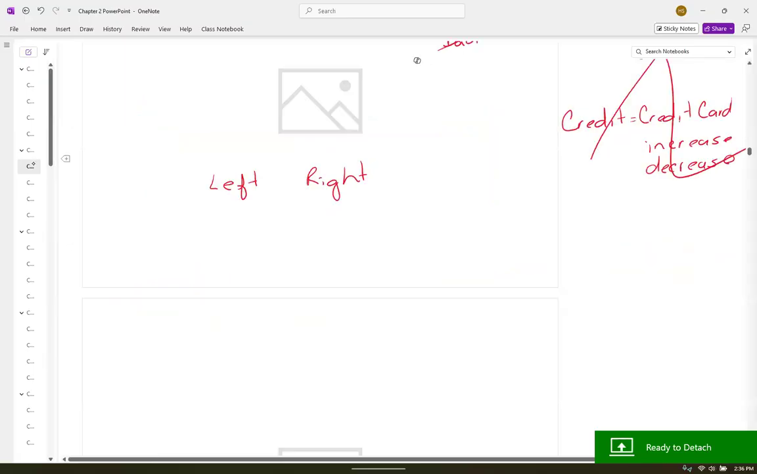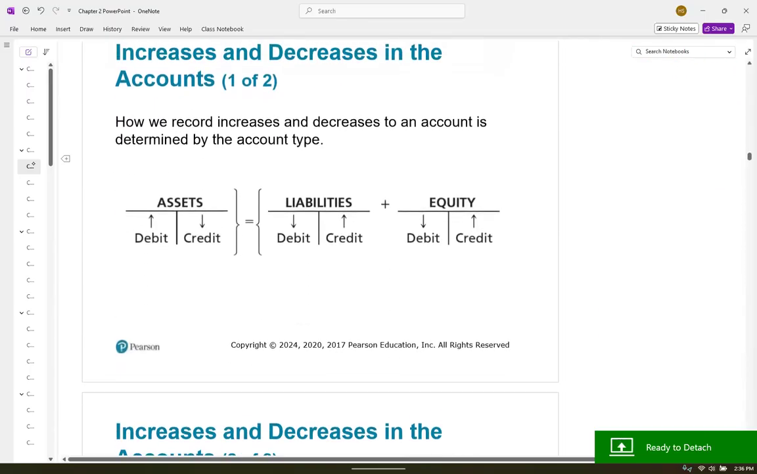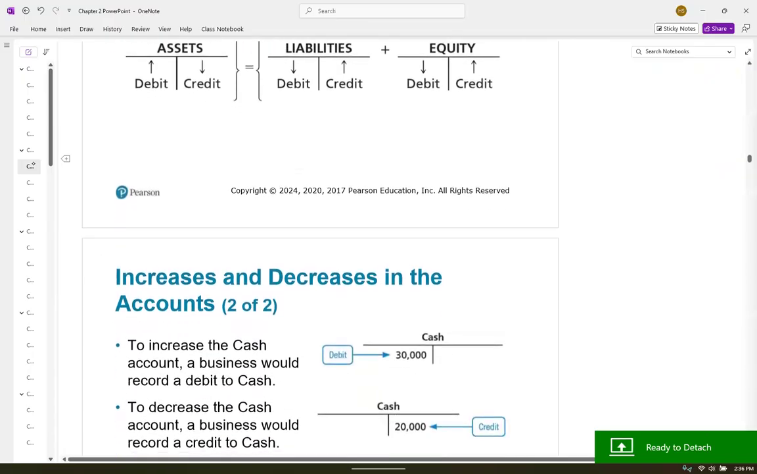I'm going to jump back over here to my PowerPoint, and they only did assets, liabilities, and equity. I don't really like the arrows going up and down. It kind of messes with my ADHD. So I just do it the way I did.